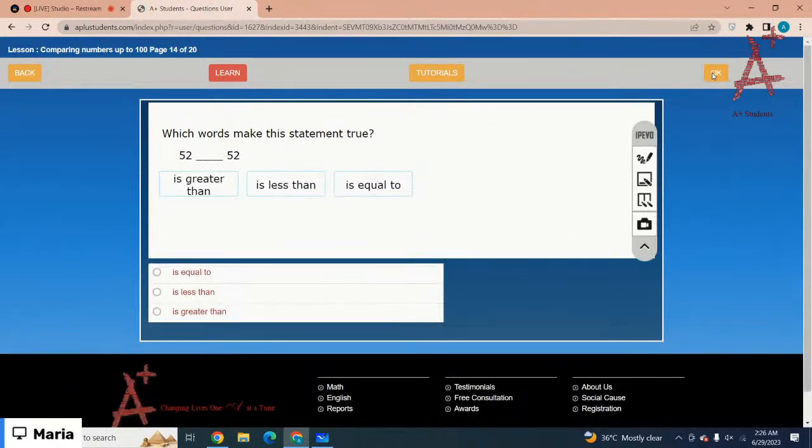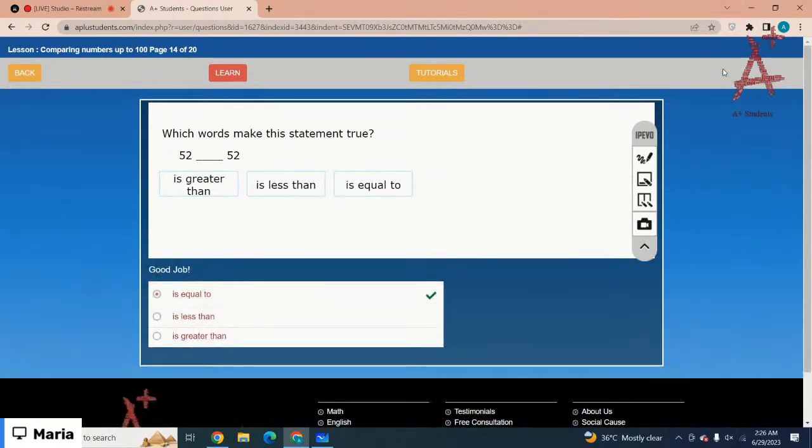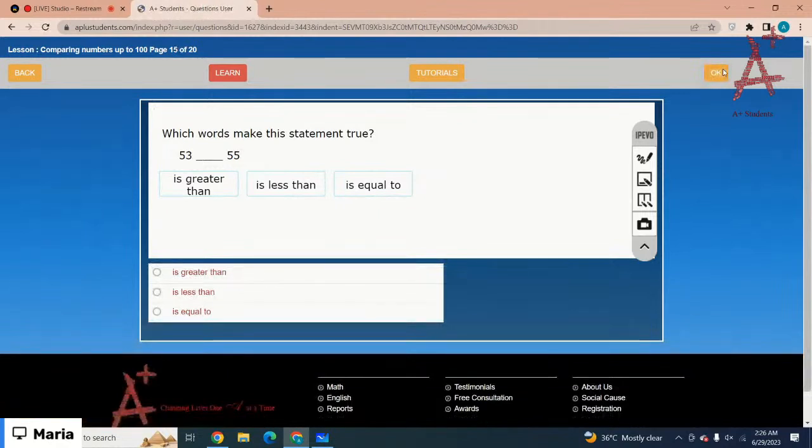Which words make the statement true? 52 is, yes, they both are exactly equal. 52 is equal to 52. Which words make the statement true? 53 and 55. 53 is less than 55.